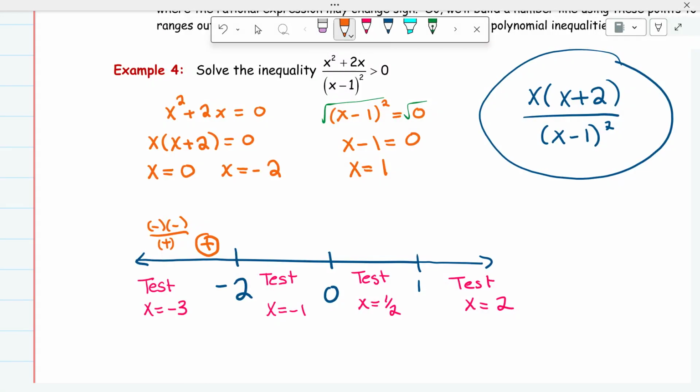Okay. So if I do my next test point, -1, -1 plus 2 is a positive, divided by a positive. So this area is always going to be a negative. That means the graph is below the x-axis from -2 to 0, and above the x-axis on the left-hand side of -2. Then if I put one half in, that's going to be positive, positive, positive. So here I'm going to deal with positive, and then put my 2 in. That will also be positive.